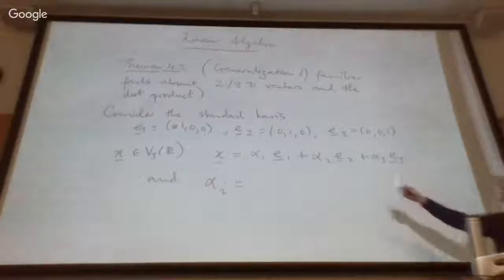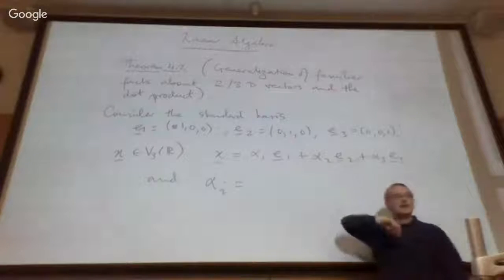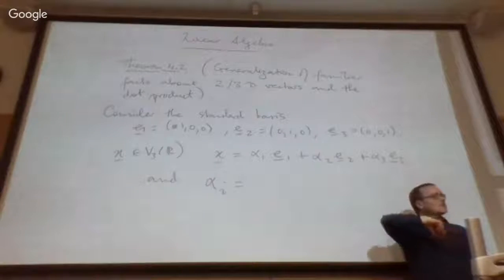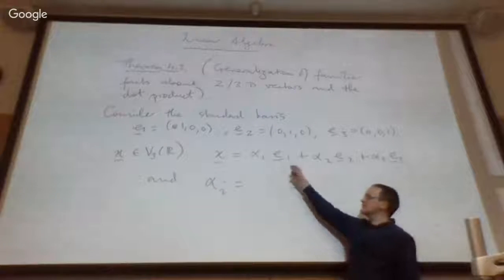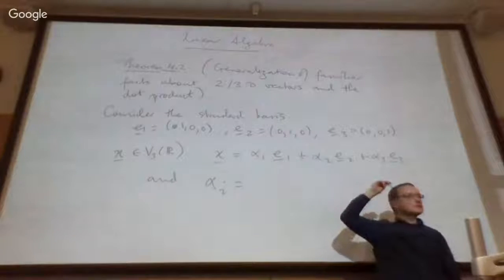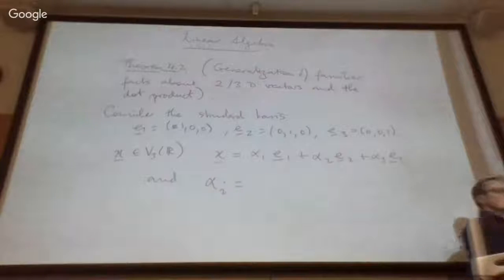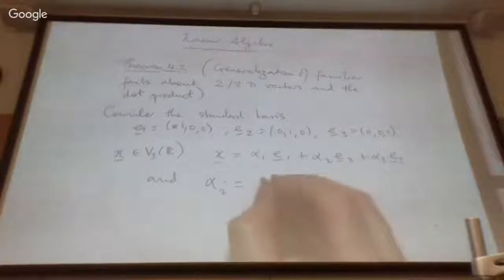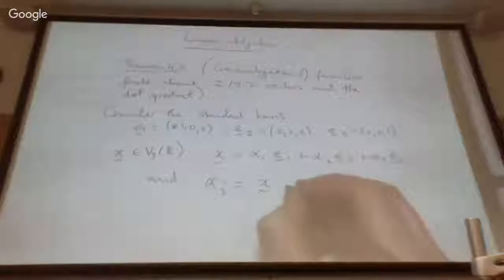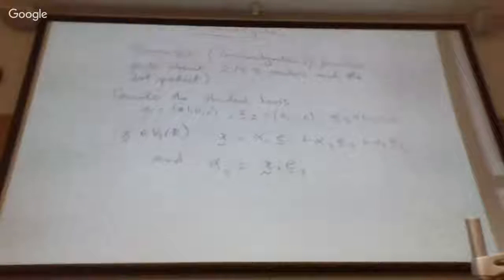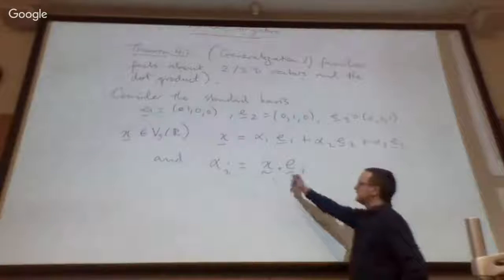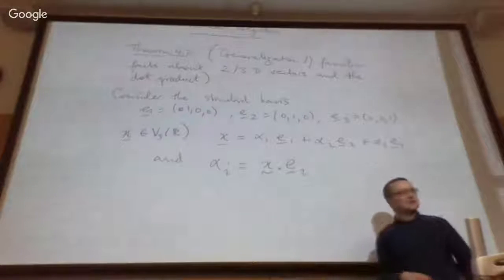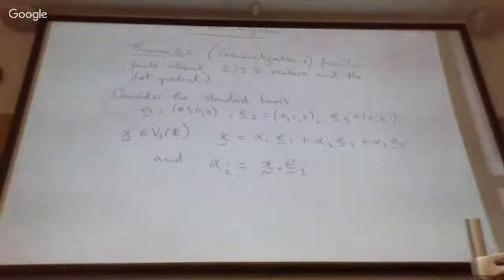So, an expression for what these coefficients alpha are in terms of other stuff on the page. They're the coefficients of the vector x with respect to that standard basis. So they relate to the vector x and the standard basis through the dot product. The coefficient alpha i is exactly the dot product of x with the corresponding basis vector.